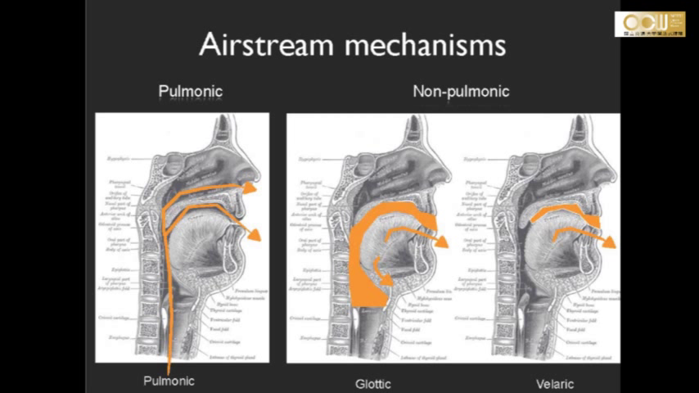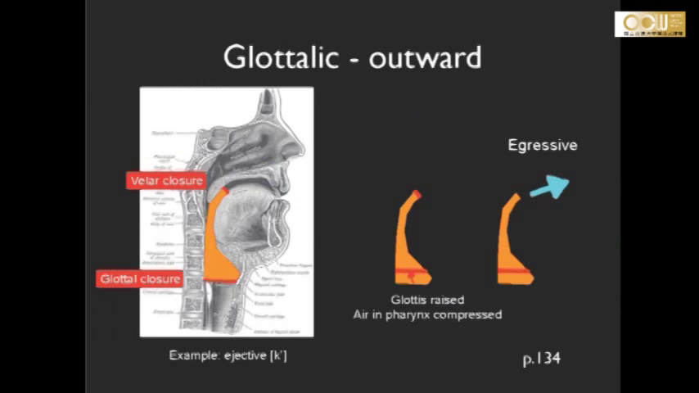You don't use that air. You actually can use the air inside your oral cavity. For glottic sounds, you use the air body from your larynx and above. And for the velaric, you actually use the air from the velum and in front of it. So we call them non-pulmonic sounds.